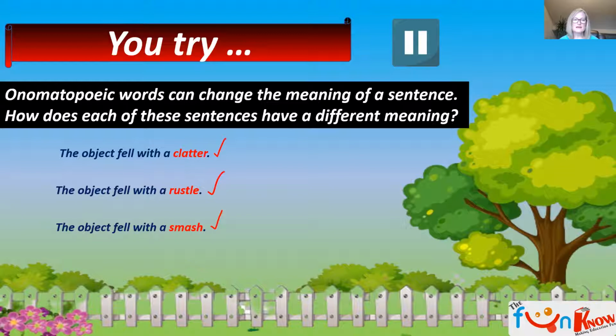When you're writing, you can use onomatopoeic words to suggest a situation. So if you want to suggest that some glass in a house has smashed, maybe a window's been smashed, this will build up a better picture in the person's mind.